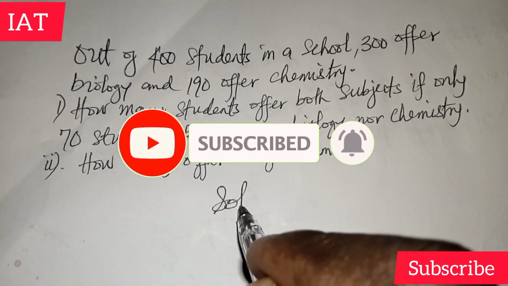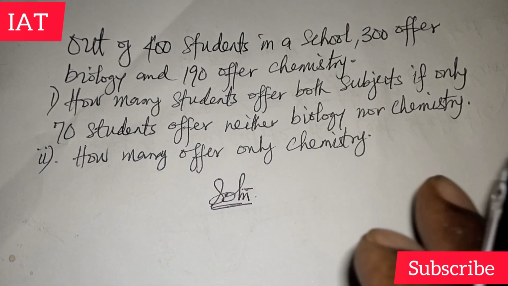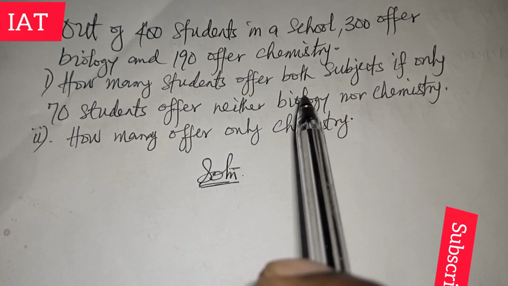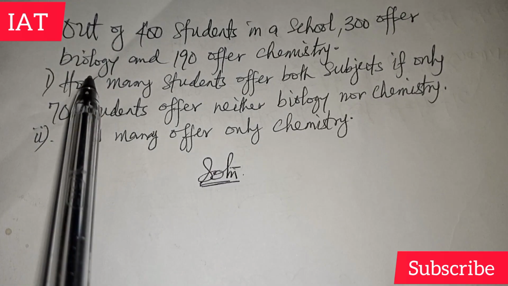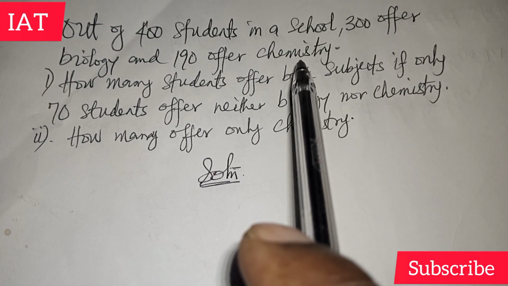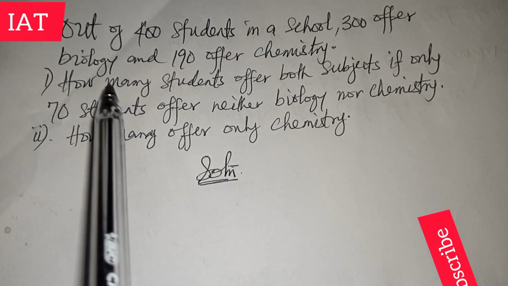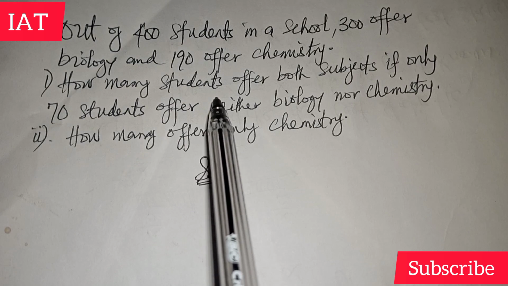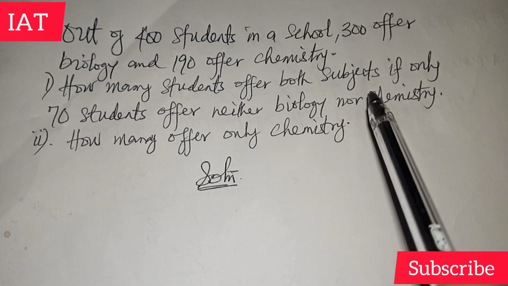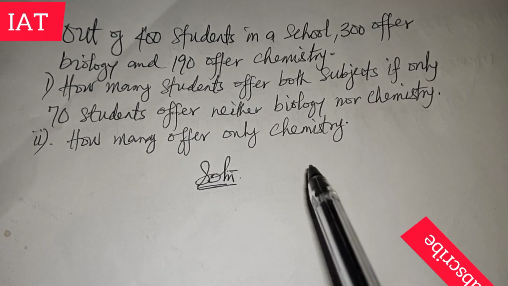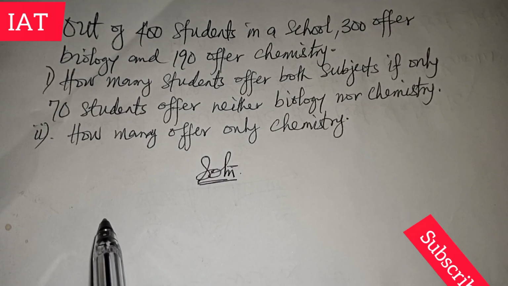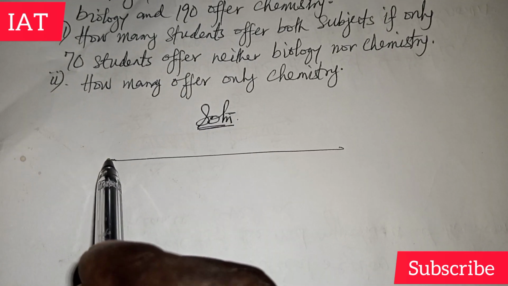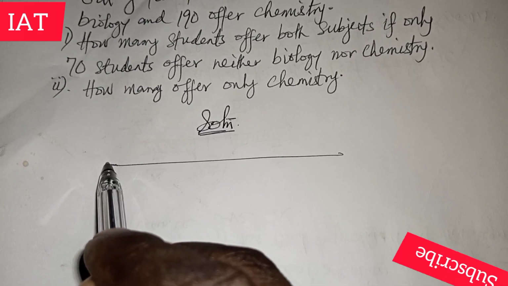So the solution to this problem is this. The first thing I want to do is to draw the Venn diagram. Before I draw the Venn diagram, we know how many subjects are being offered: we have just biology and chemistry. So we have the Venn diagram with the intersection of biology and chemistry. Keep in mind that you are asked to find the number of students that offer both subjects if only 70 students offer neither biology nor chemistry. So that's the parameter we're going to use in making our assertion.